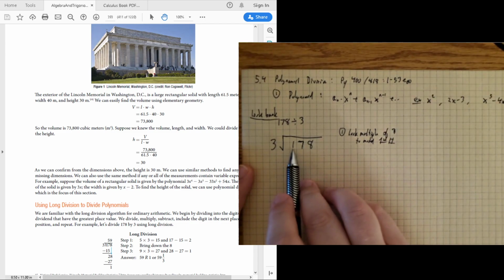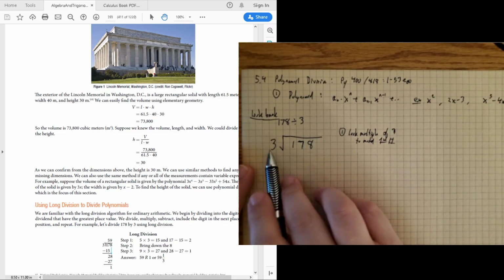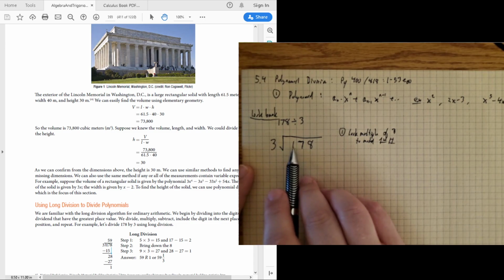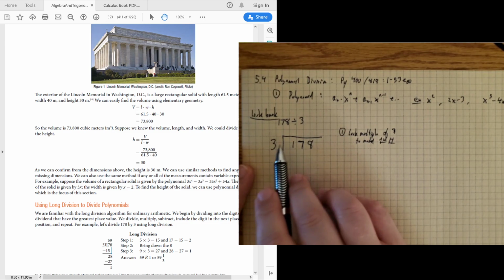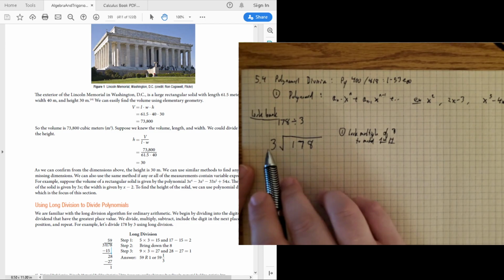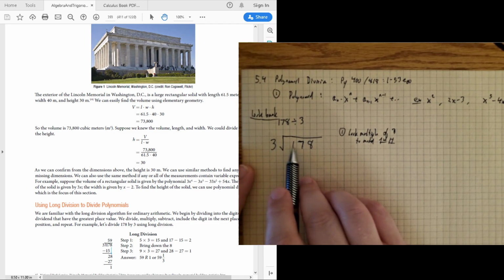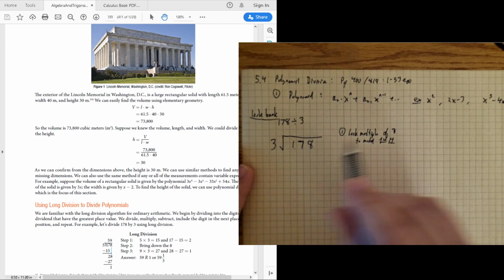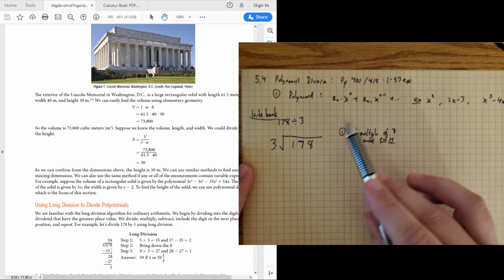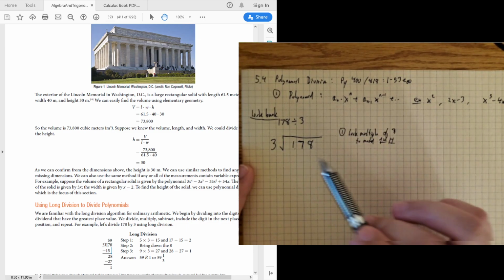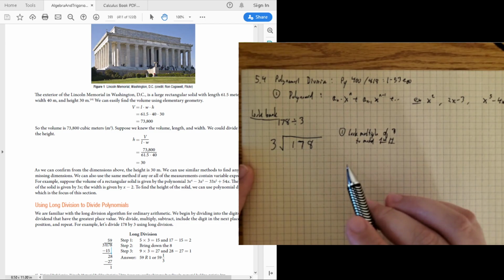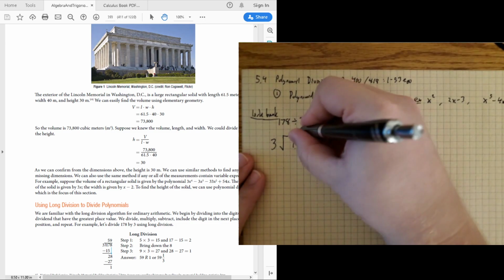So we looked at our first number and saw it was a 1, and we knew we can't make those match. 3 times 1 is 3, that's too big. 3 times 2 is 6, too big. 3 times 3 is 9, too big. So I can never get the 3 to go into the 1. But I can get the 3 to go into the 17. What you're looking for is the multiple that will get you closest to 17 without going over 17. So in this case, that number was 5.